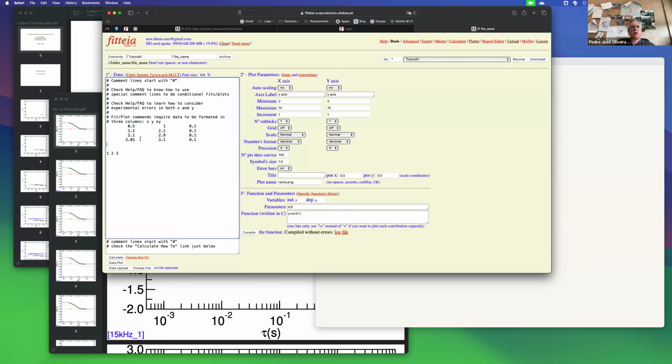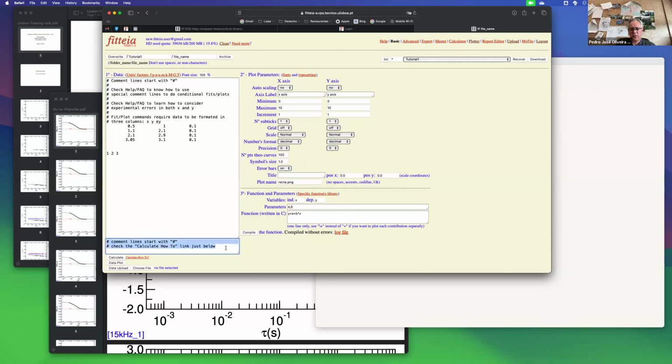Sorry, I cannot choose the column alone. The second column has the value of Y. So this is the independent variable. This is the dependent variable. And here is the uncertainty of the dependent variable. And every line that starts with the hash is a comment line, something that will not be considered in the calculations. And here below, there's a second text box.